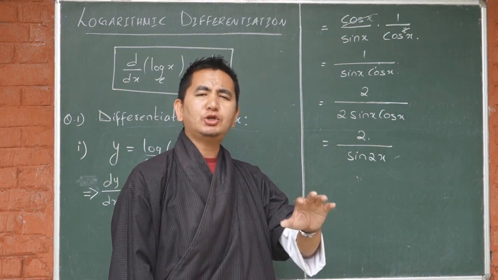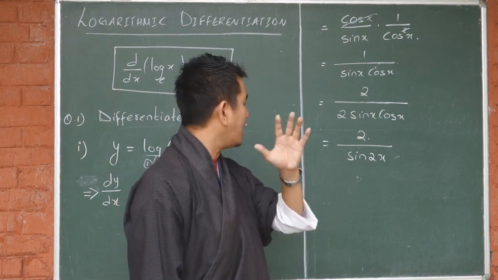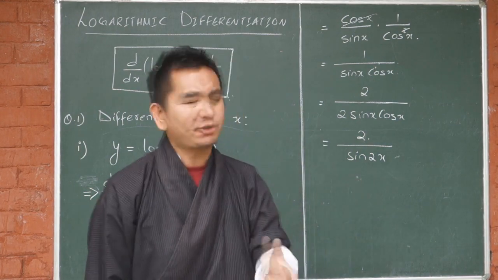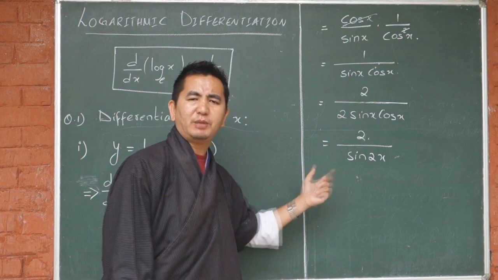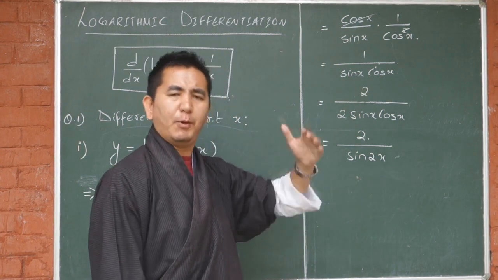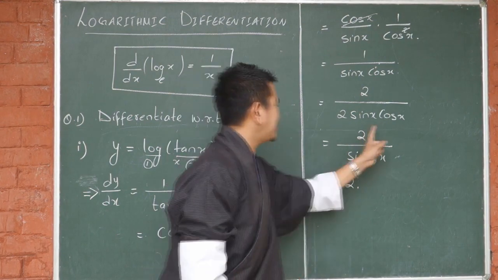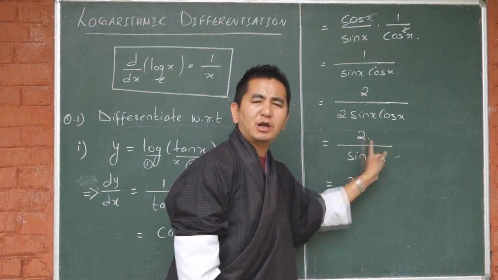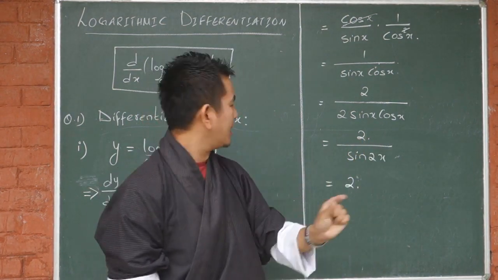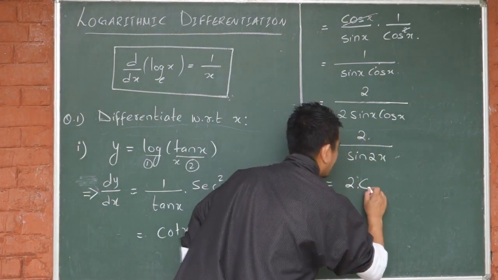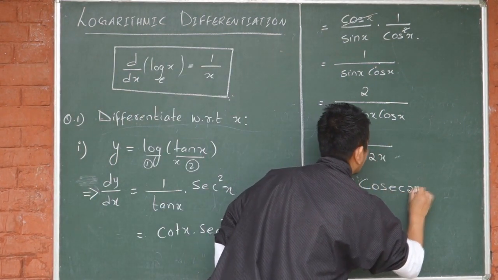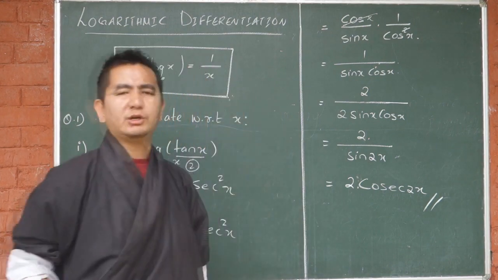By this time, you should be thorough with the identities. If you are having problems with identities, trigonometry, definitely you will face problems under logarithmic, exponential. It will keep on piling up, okay? Then 2 times, what's the reciprocal of 1 by sine? Reciprocal of 1 by sine is cosec. So 2 by sin 2x is 2 cosec 2x. That's it for question number 1.